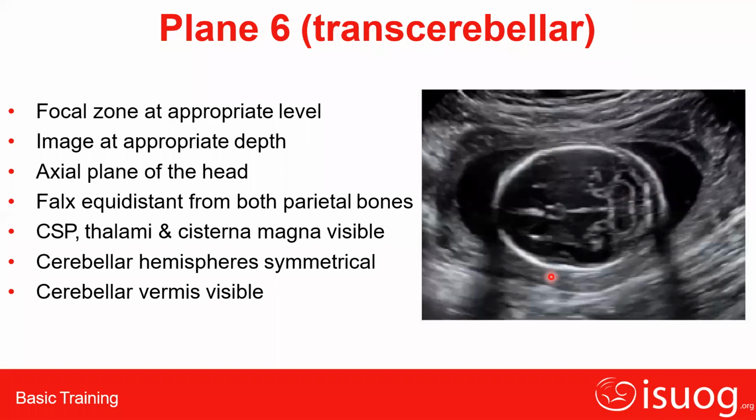As I already told, you have to see the structures that I have already described. And this is the plane where we take the TCD. Also, we take the measurement of the nuchal fold. To measure the nuchal fold, you have to put the caliper from the posterior edge of the occipital bone to the posterior edge of the skin.